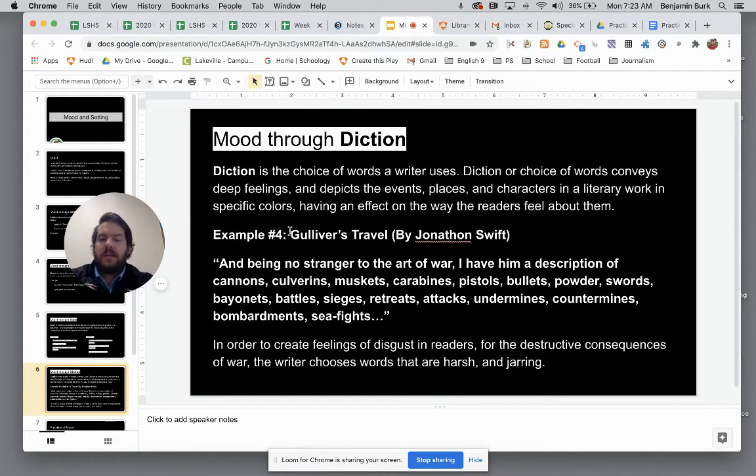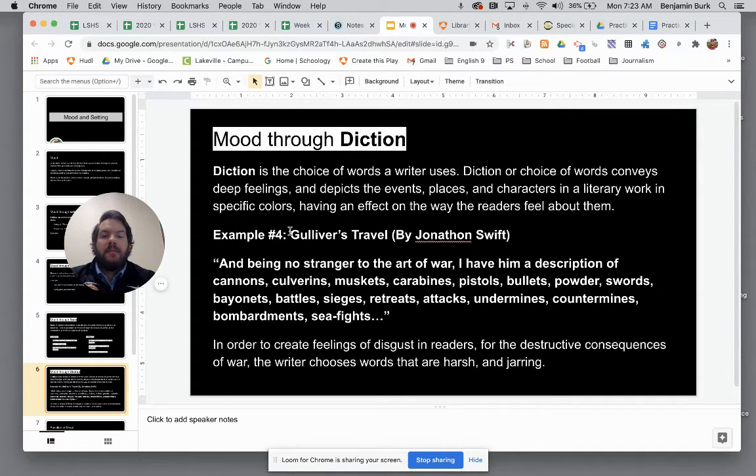Diction is word choice. Diction is a fancy word that means word choice. Essentially, each writer has to choose the way the words are going to be arranged and the things that they say, and that also helps develop the mood.